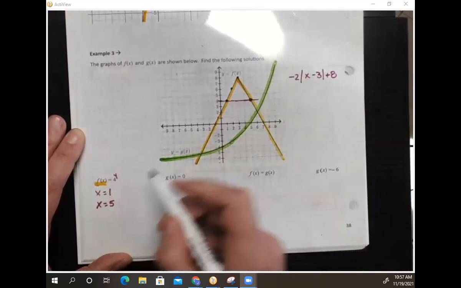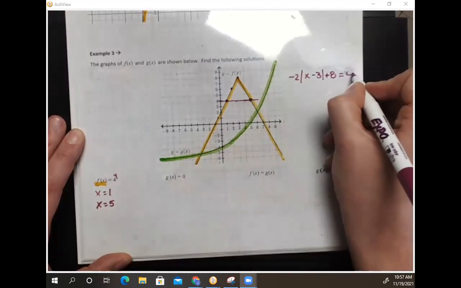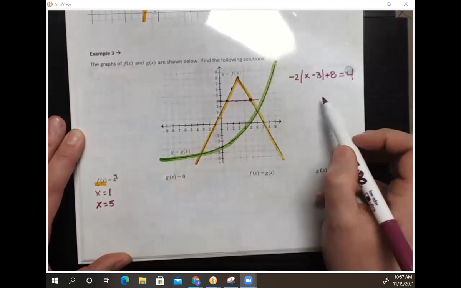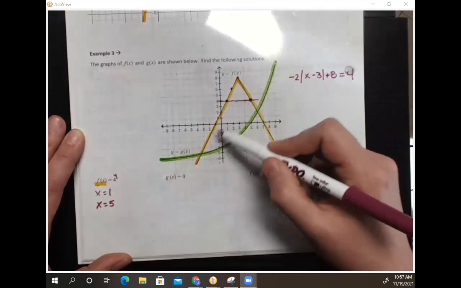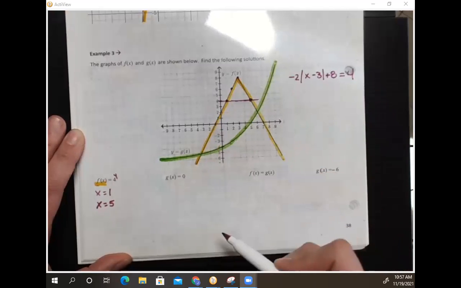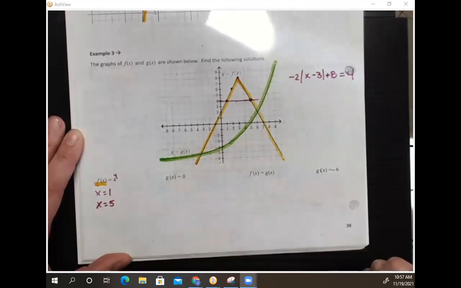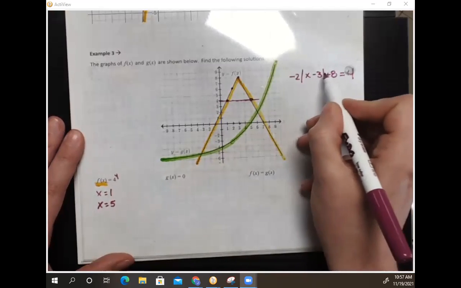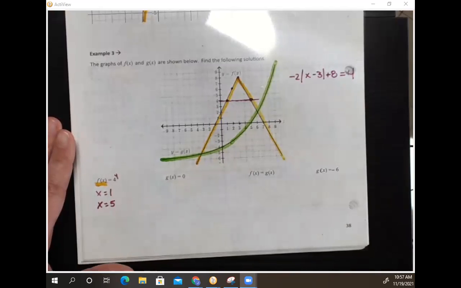What I'm asking you to do here is solve when does my absolute value equal 4? So I gave you this question a couple days ago. You would have graphed your absolute value function and then graphed 4 and said x equals 1 and x equals 5. Exactly the same thing here, except I didn't give you this to graph. I just gave you the graph of the function, okay?